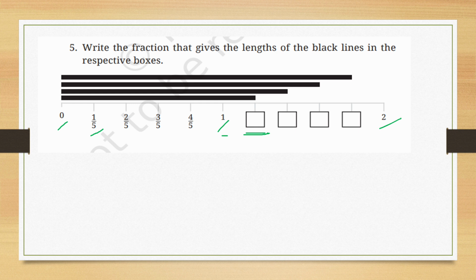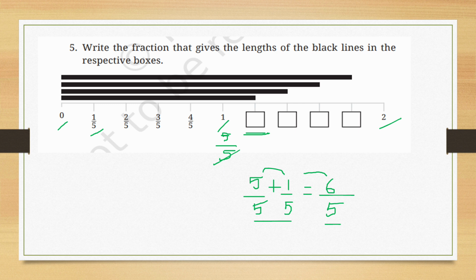Here, instead of 1, you can write 5 by 5. So, each part is 1 by 5. So, 5 by 5 plus 1 by 5 is here. See, the denominators are the same, so you can write 5 itself. Then 5 plus 1 is 6. So, this box contains 6 by 5. Next box 7 by 5. Then 8 by 5, 9 by 5. Then 10 by 5 is 2.